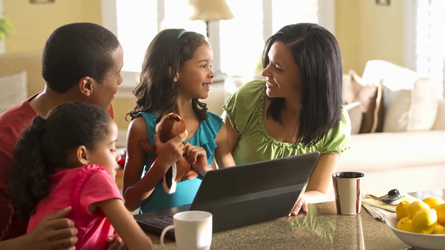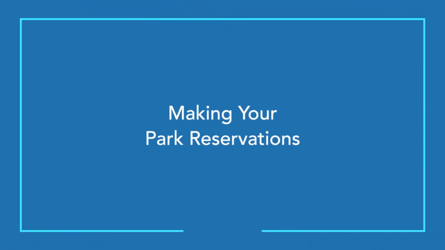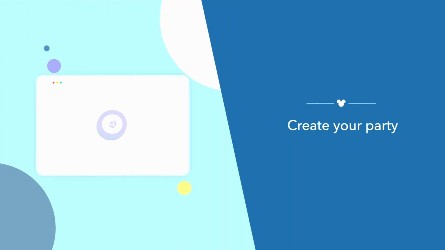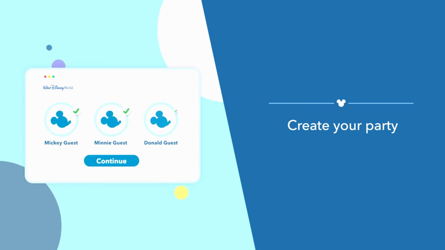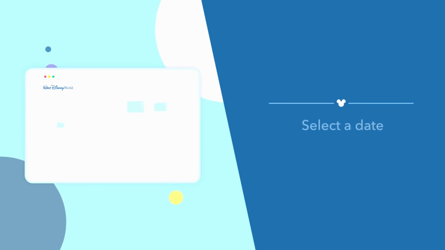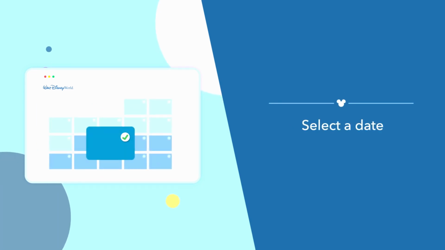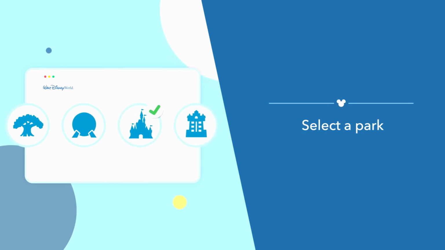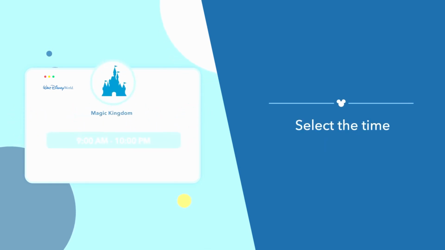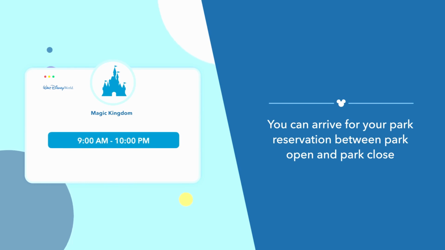Now you're ready to make your park reservations. First, create your party by selecting guests from your family and friends list. Then select the date that you wish to visit the park. Here you can select the park you want to visit. Now select the time. You can arrive for your park reservation between park open and park close.